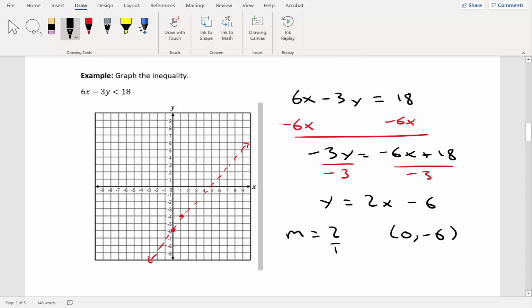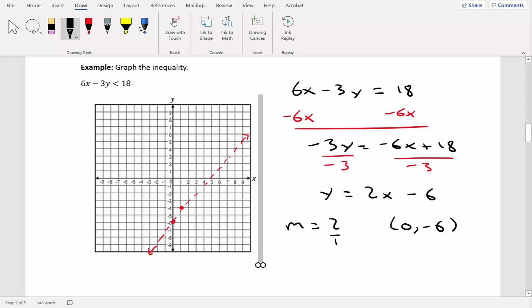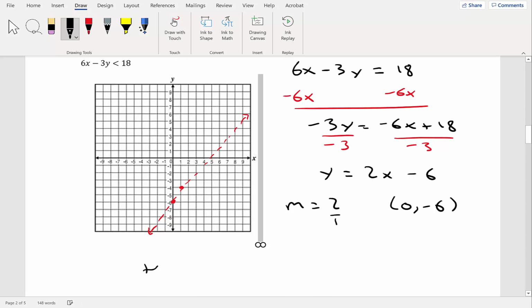And now we have to determine what side to shade in. So in order to determine what side to shade in, you're going to pick a test point. It doesn't matter which point you choose as long as it's not touching the line. Now a convenient choice, we could use this point right over here, the origin. So we have a test point of (0, 0).